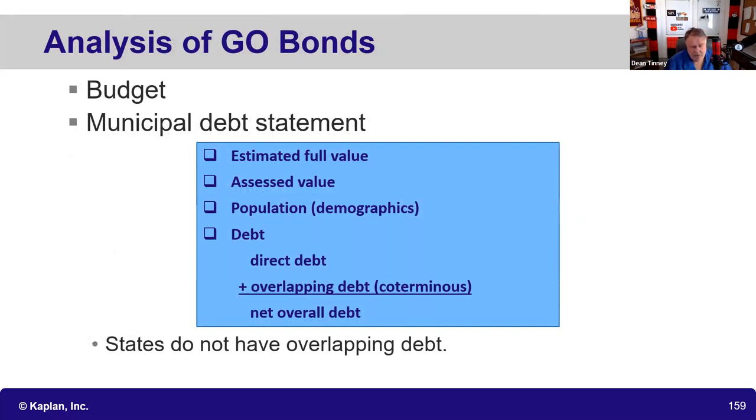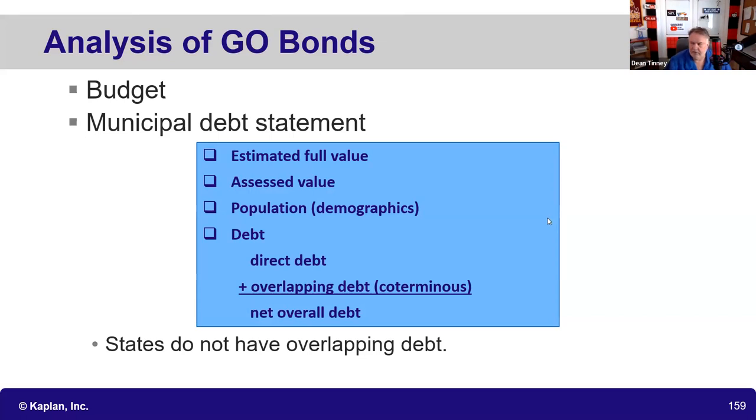And we have a debt statement, as you see here. As I told you, I'm coming to you from Las Vegas. Las Vegas is coterminous with Clark County. So I'm responsible for paying taxes to two political subdivisions, Las Vegas and Clark County. I'm also responsible for paying taxes to Clark County Unified School District. States don't have overlapping debt because, again, states don't finance themselves with property taxes.